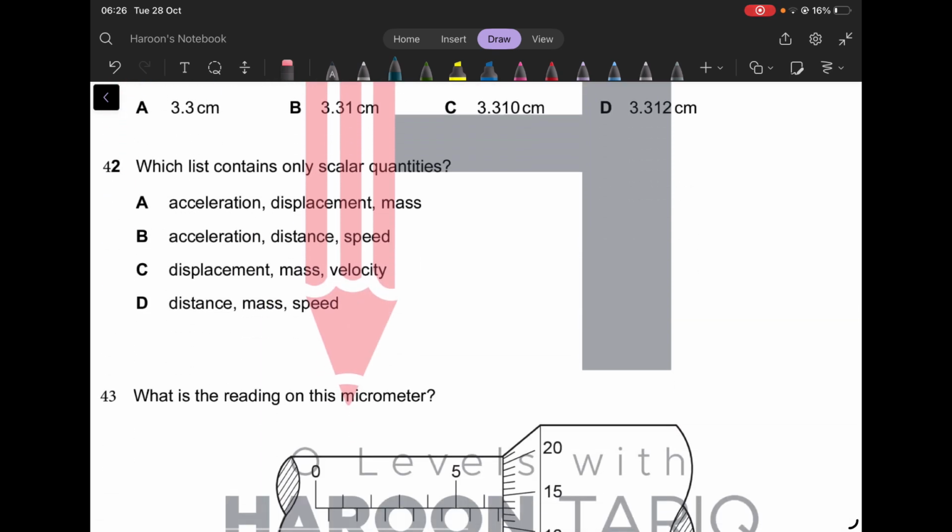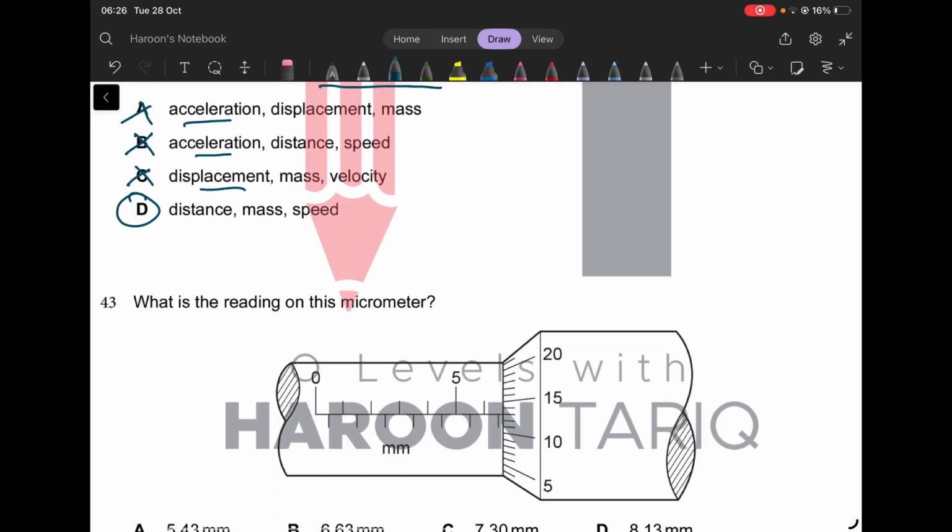Which list contains only scalar quantities? Acceleration is vector, A is out. B also has acceleration, B is out. Displacement, length in a specific direction, C is out. D, distance, mass, speed, all are scalar quantities. The correct answer has to be D.